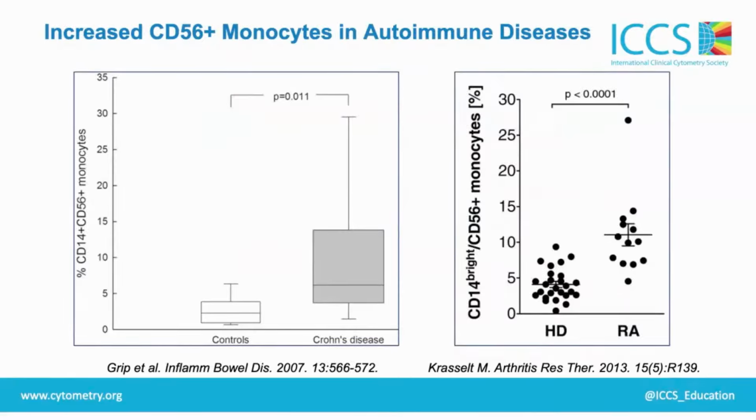Increased CD56 positive monocytes have also been described in autoimmune diseases. In Crohn's disease, the percentage of CD56 positive monocytes is significantly higher than the percentage in controls. Likewise, in younger patients with rheumatoid arthritis, the percentage of CD56 positive monocytes is significantly higher than the percentage in healthy controls.